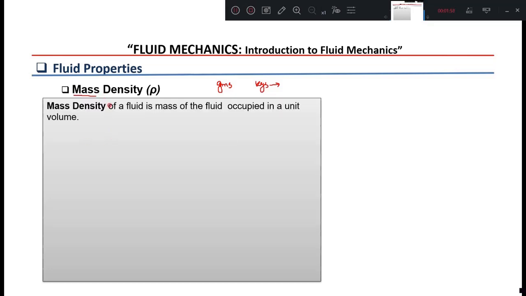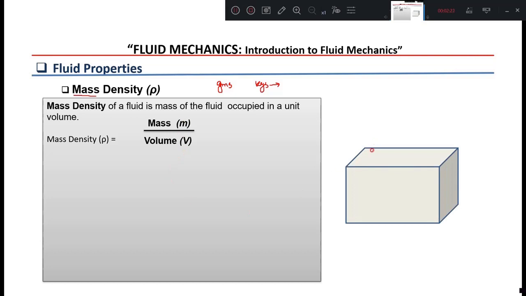How can the mass density be defined? The mass density of a fluid is the mass of the fluid occupied in a unit volume. We can write mathematically the mass density as mass by volume. Let us consider a container having a length 1 meter, height 1 meter and width 1 meter. So this is a 1 cubic meter container. Its volume is 1 meter cube.